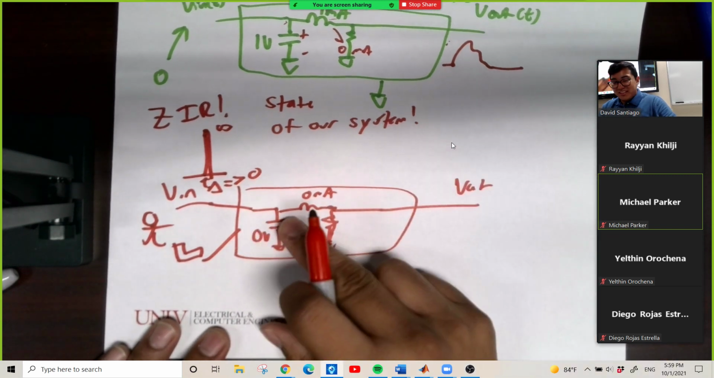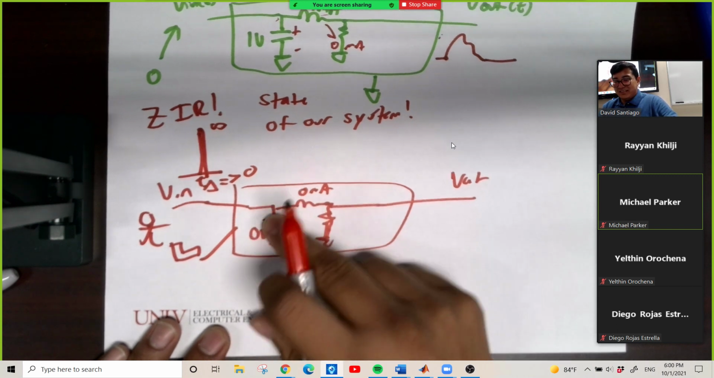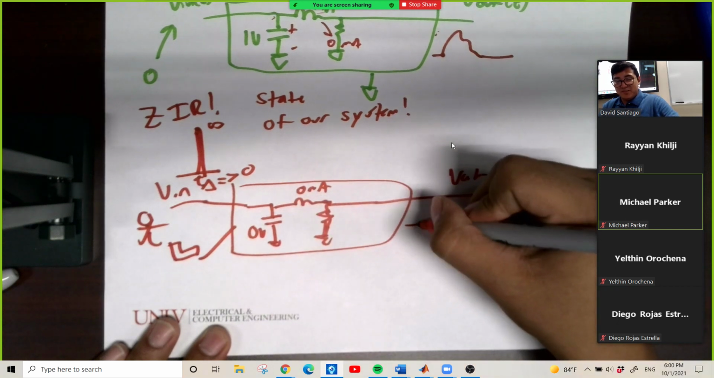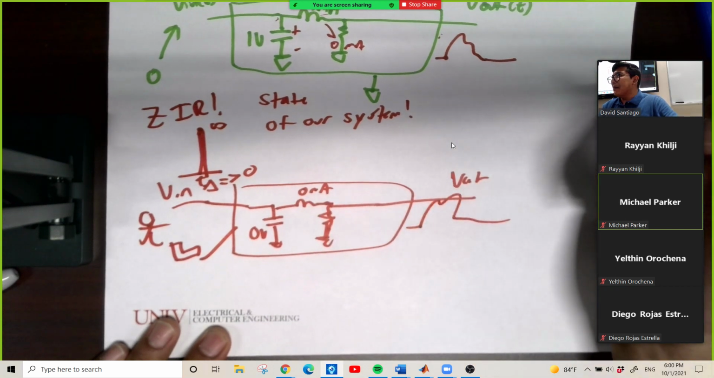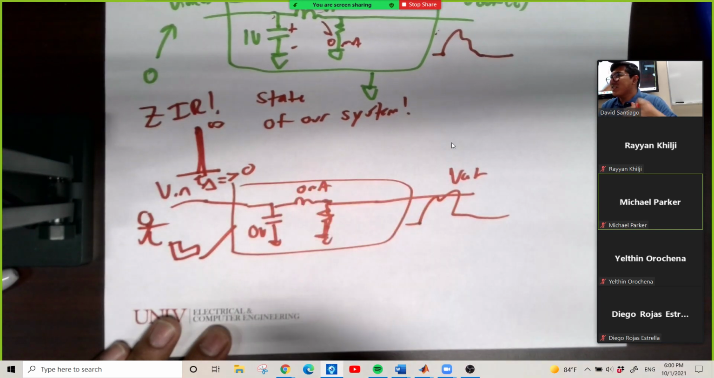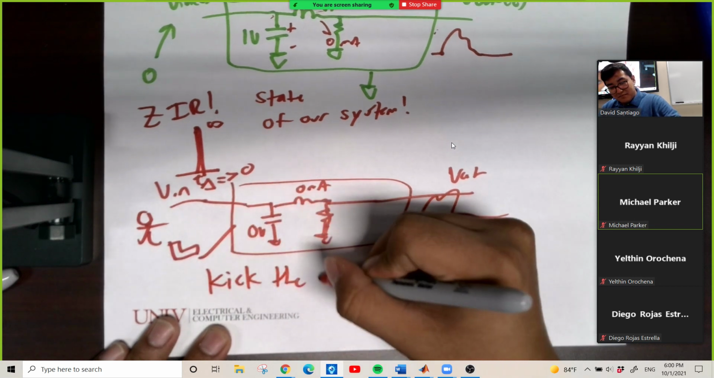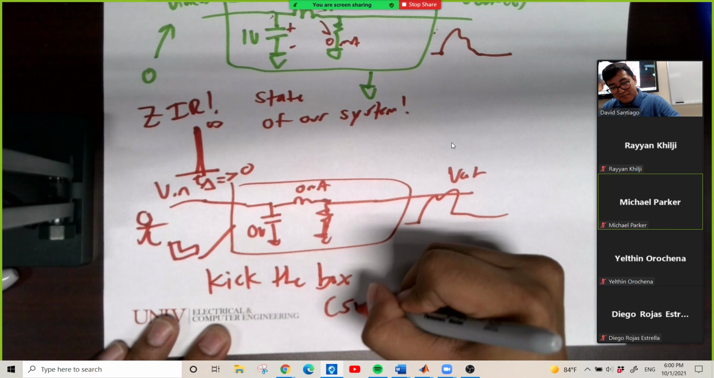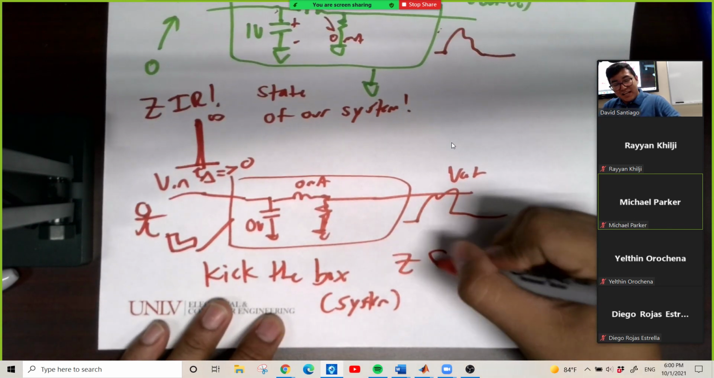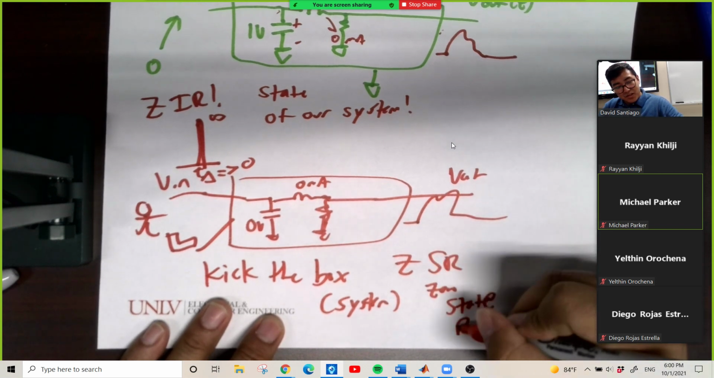So if you do kick it, you'll have a lot of high frequencies, because capacitors like to take high frequencies. And this inductor doesn't like a lot of change. So you'll see some response. The point is, what does your system do when there's nothing in it and you just kick your box, or system? This is basically known as a ZSR, zero state response.